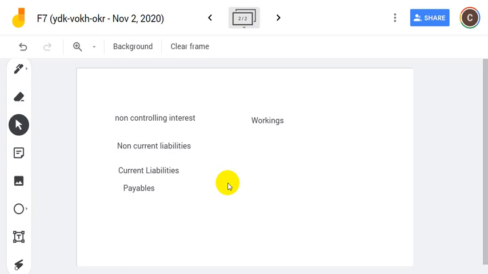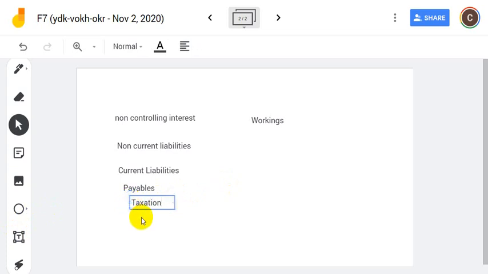Because if the parent sells on credit to the subsidiary, the parent is going to record a receivable to indicate that the subsidiary is owing the parent. The subsidiary, on the other hand, is going to record a payable to show that it is owing the parent. It has to make a payment at some point. So the same figure will come out under receivables and under the payables.